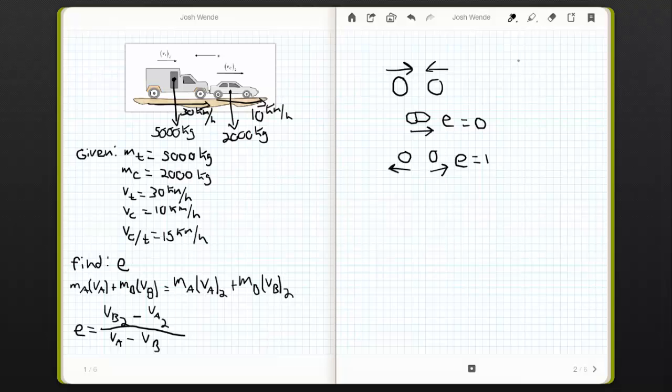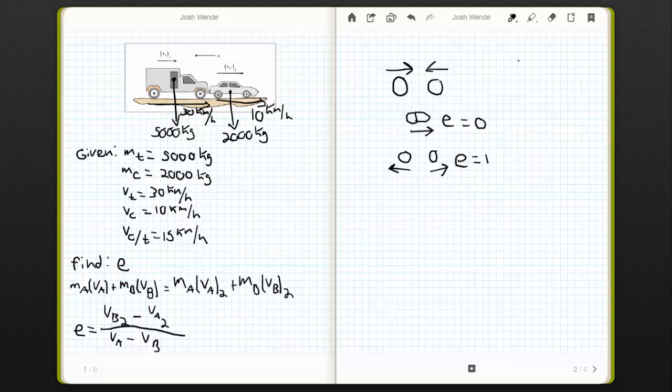So today I'm going to be talking about impact, specifically central impact. Central impact occurs when the direction of motion of the mass centers of the two colliding particles is along a line passing through the mass centers of those two particles.